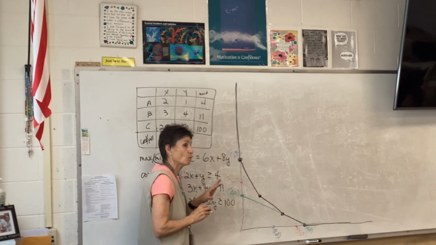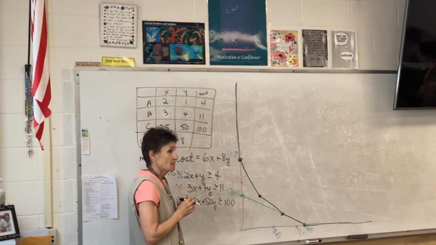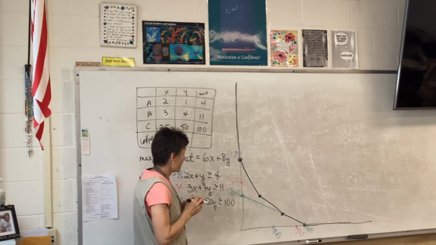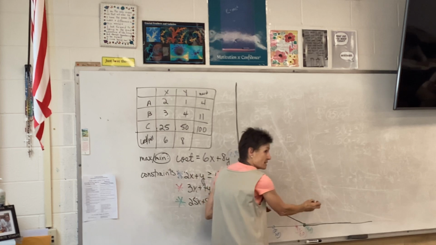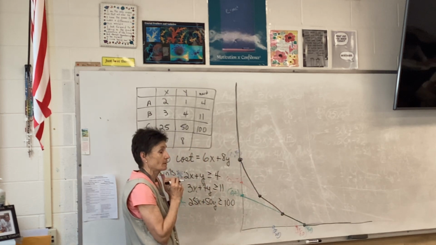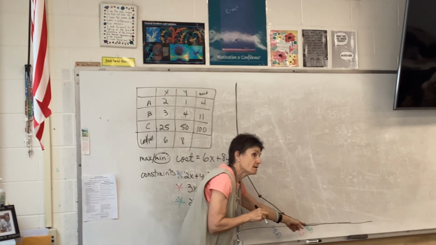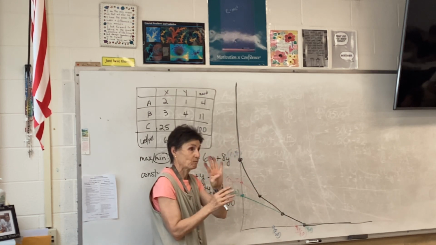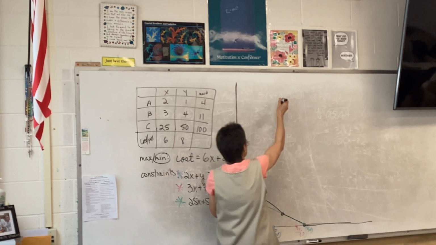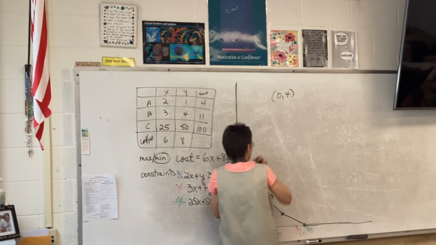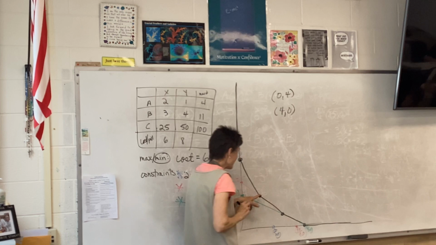Remember, I'm in quadrant 1. X and Y are positive numbers. I can't have negative pills. So I'm in quadrant 1, so I'm bounded by these two lines, and then this. Does that make sense to everybody? So there are 4 corner points. This one I know, 0, 4. This one I know, 4, 0. These two I don't know.